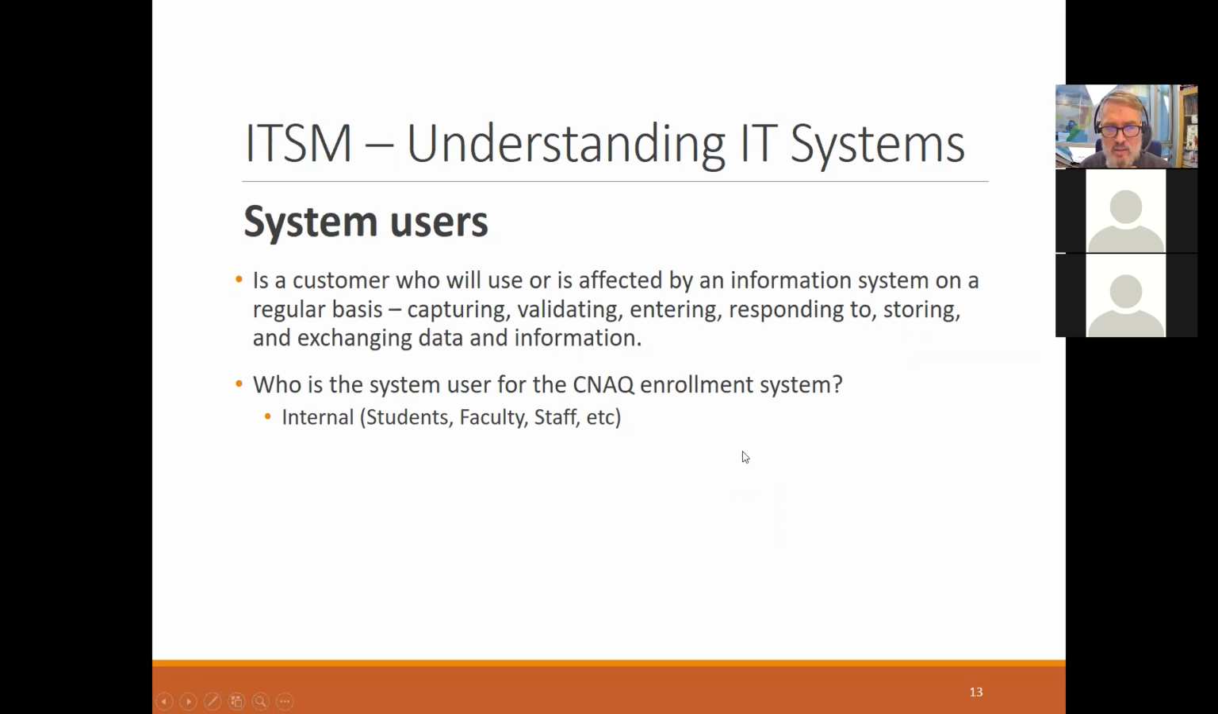System users, okay. So system users, I think that was Talal. Was that you who mentioned that? And there they are.